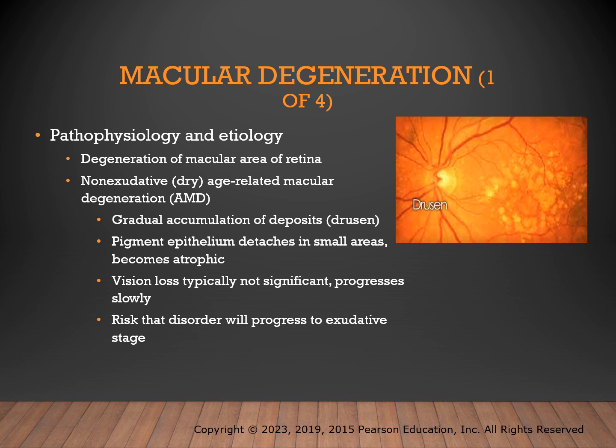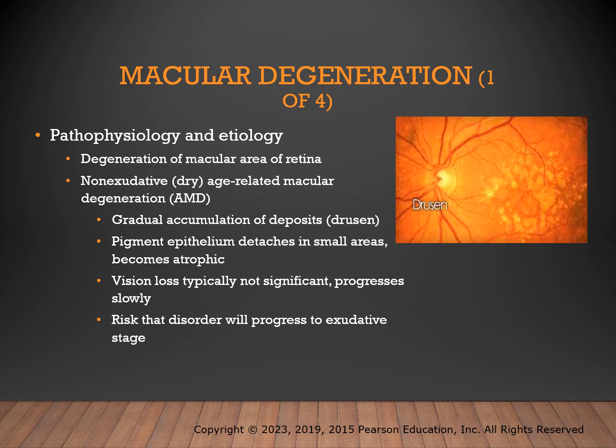Non-exudative macular degeneration begins with the accumulation of deposits called drusen beneath the pigment epithelium of the retina. Over time, these deposits enlarge and increase in number. The pigment epithelium detaches in small areas and becomes atrophic, interfering with sensory function of the macula. Vision loss is typically not significant and the disorder progresses slowly. There is a risk that the disorder will progress to an exudative state of the disease.